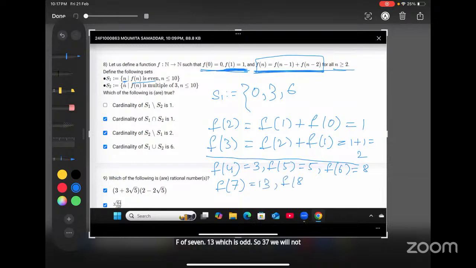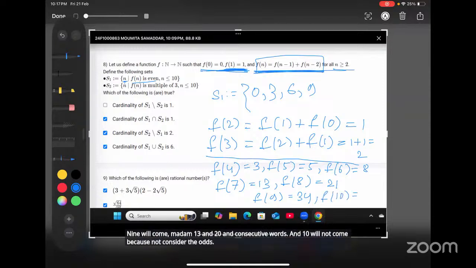F of 8 is 21. Again odd. So F of 9 is 34. Until you get 2 odds, you have to take. 13 and 21 are consecutive odds, so 9 we will take. And 10 will not come because they are not consecutive odds.